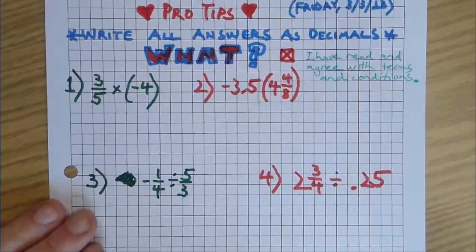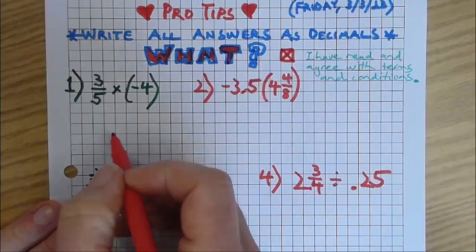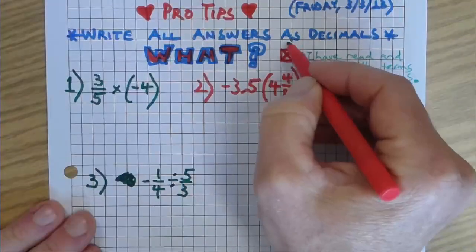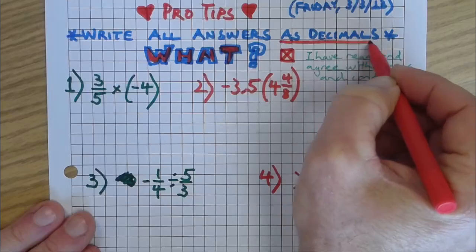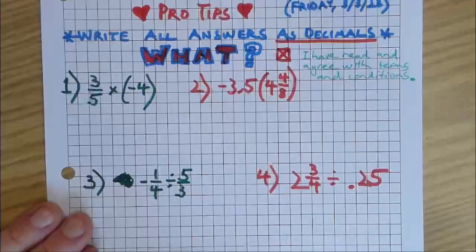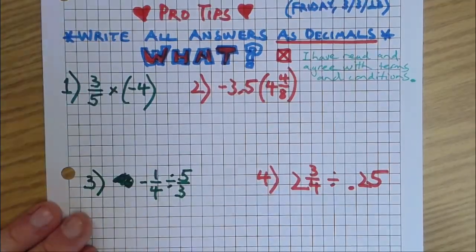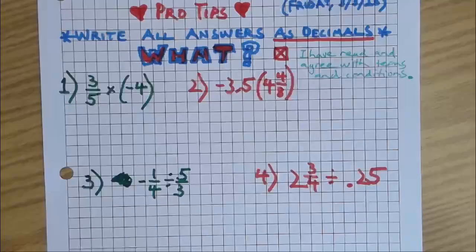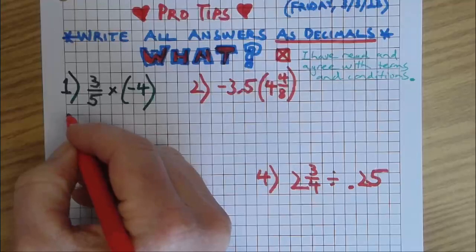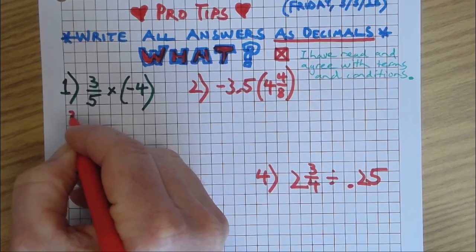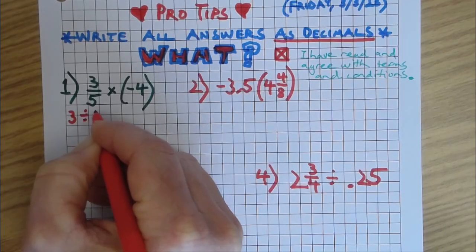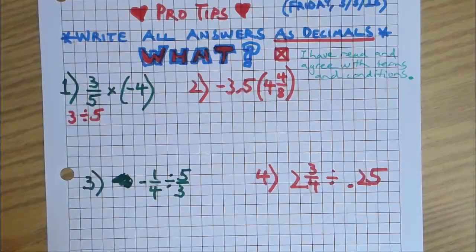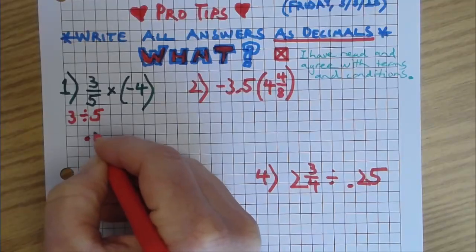Thank you. Okay, first one, we're multiplying all answers written as decimals. This speaks to reading directions and making sure you make your answer look like they say. Okay, so if I'm going to write all answers as decimals, I'm going to bust out my calculator and do 3 divided by 5 to convert that to a decimal.